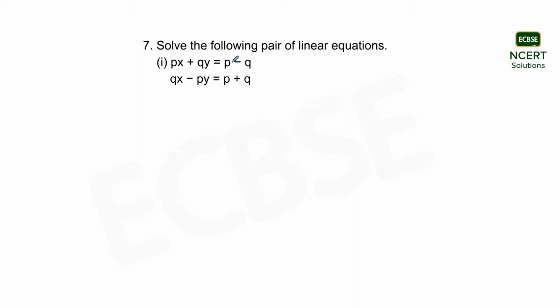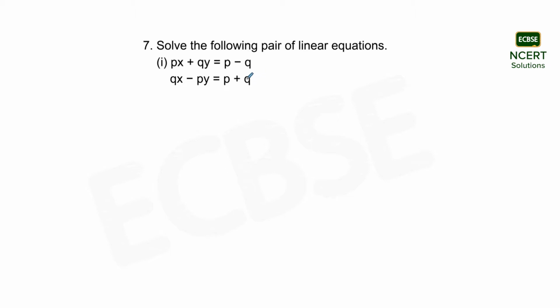If I see the first equation, the constant term is the difference of the coefficients of x and y, and in the second equation as well, it's the negative of the y coefficient added to the coefficient of x. So this is about the constant terms. So I can solve these two linear equations by the elimination method as well.